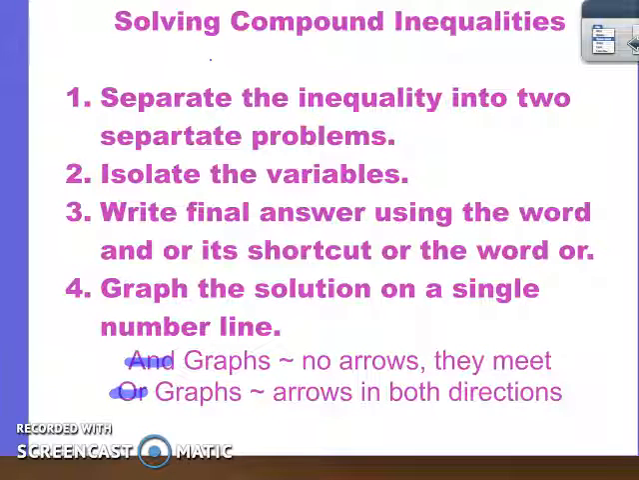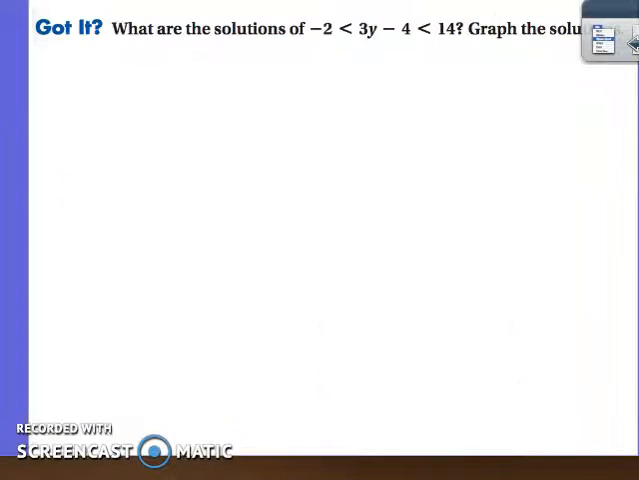Okay, we're going to pick up right where we left off with solving compound inequalities. Again, separate the inequality into two separate problems, isolate the variables, write the final answer using the word "and" or its shortcut, or the word "or", then graph the solution. Remember, "and" graphs are no arrows, because they meet, and "or" graphs have arrows in both directions.